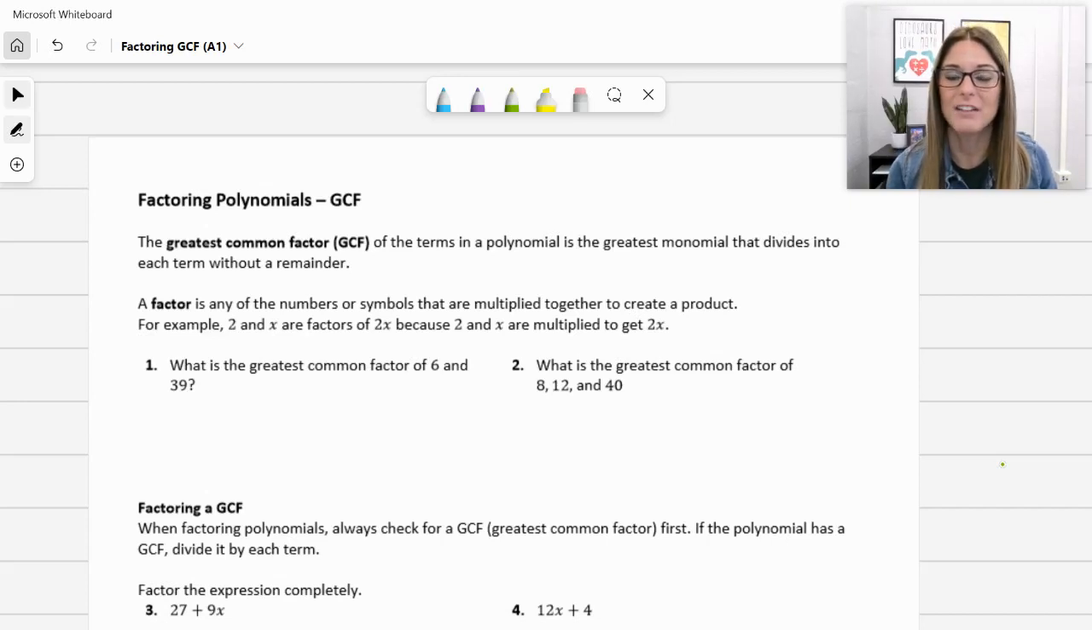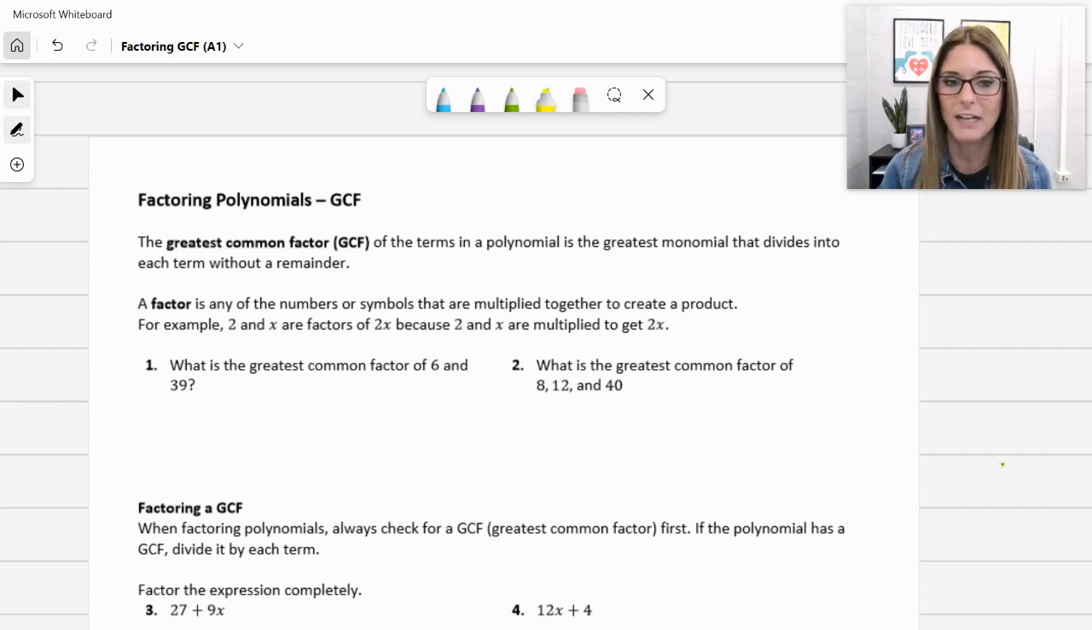So today we're going to look at factoring polynomials. In the previous lessons, we were multiplying our polynomials together. Factoring is actually the opposite of multiplying. We are going to go back to the original factors that were multiplied together to make our polynomials. And the first type of factoring we're going to look at is GCF, or finding a greatest common factor.